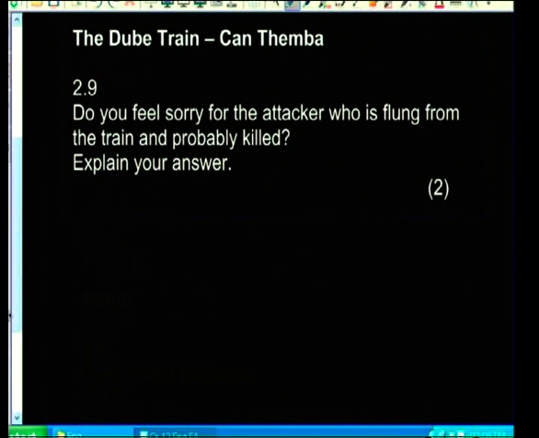Question 2.9. Do you feel sorry for the attacker who is flung from the train and probably killed? Explain your answer. Now you will also notice that this episode is not mentioned in the extract. It only comes after the extract. So placing an extract in context, as I mentioned earlier on, is crucial. You've got to understand what happens before and what happens after the extract to get a full understanding of the extract itself.